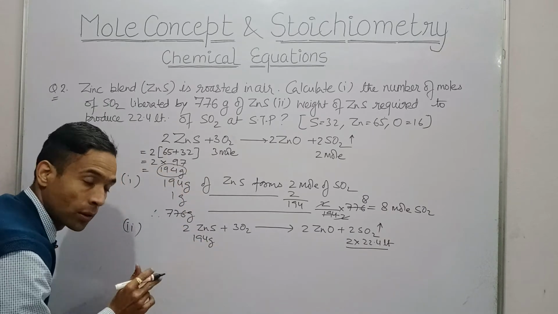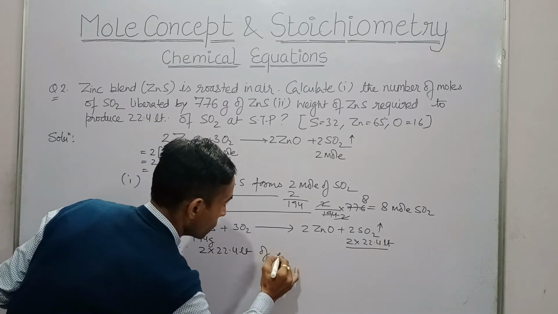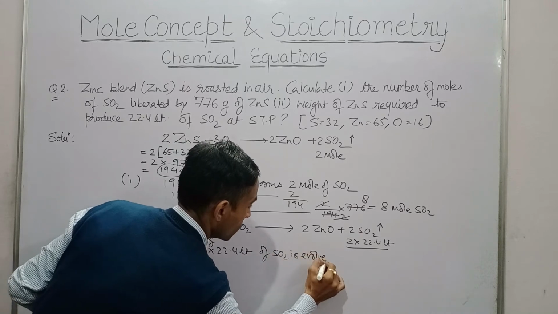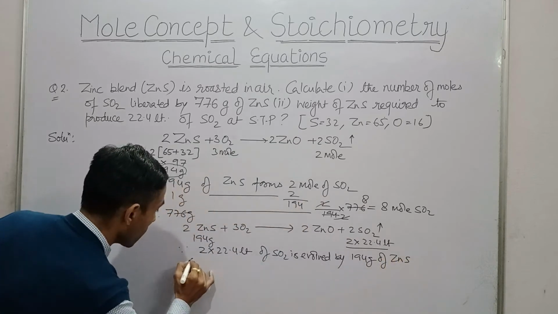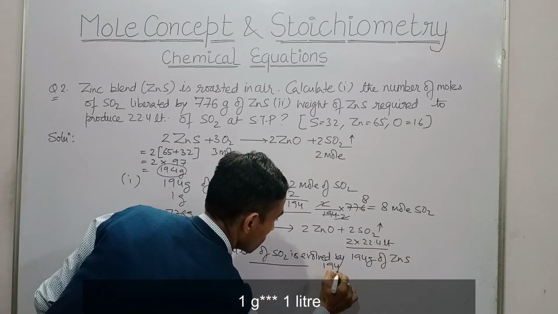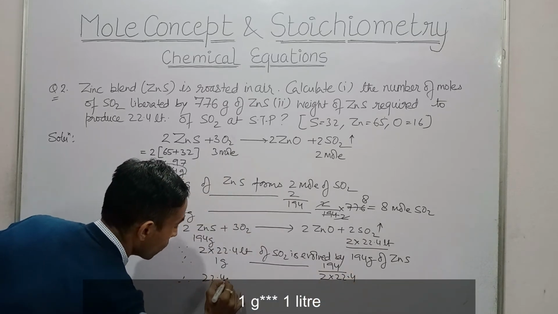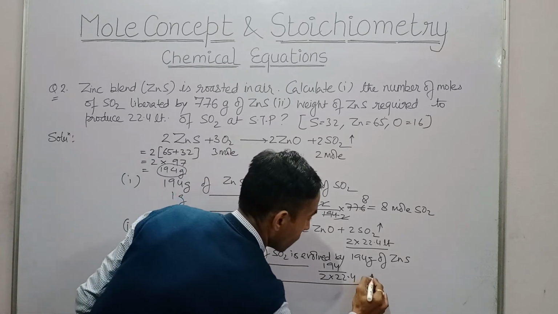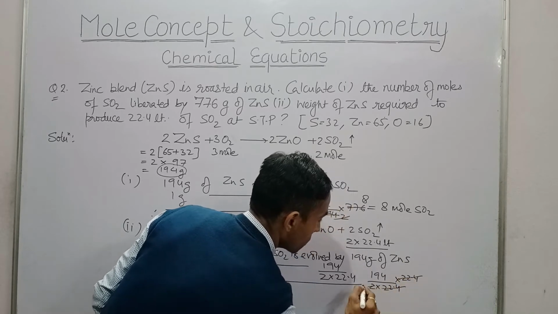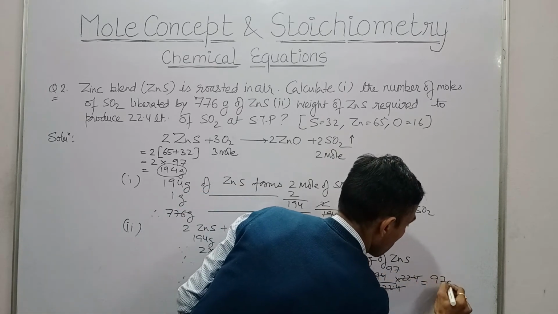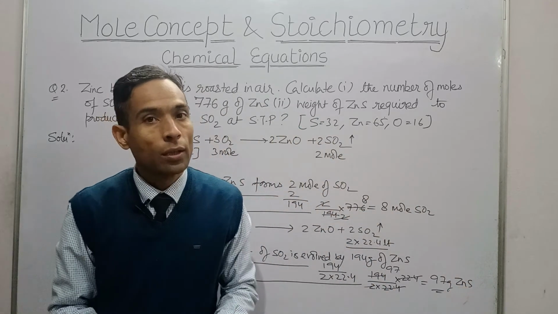Let's apply the unitary method. Therefore 1 liter, and therefore 22.4 liter, cancellation, and this is giving 97 gram of zinc sulfide. Now let's do our next numerical.